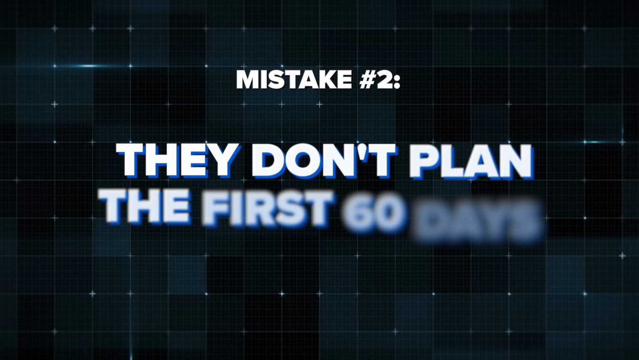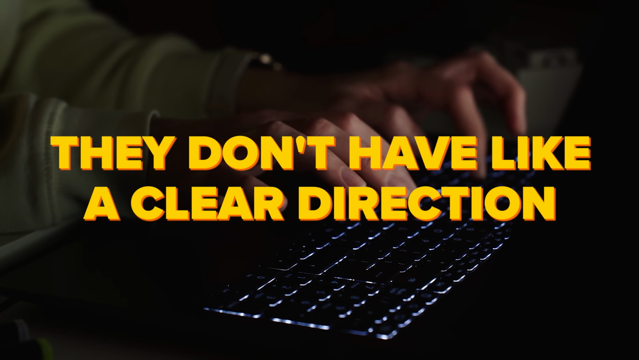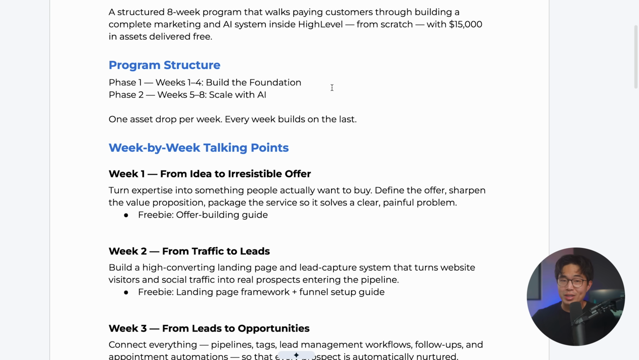The next big mistake that people make is they don't plan their first 60 days. A lot of people sign up for HighLevel, poke around randomly at all the different features, and don't have a clear direction. If you're not going through some type of, let's say, 8-week program or challenge, then you're just going to be super lost in the software and you're not going to know how to start and what to do. Like I mentioned earlier, when you sign up using my link, you get access to my 8-week program, and it teaches you how to build a complete marketing and AI system within HighLevel.